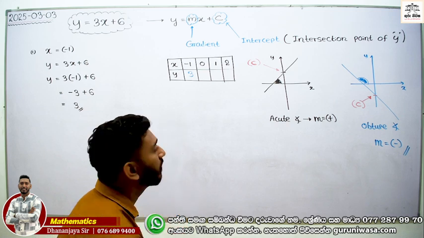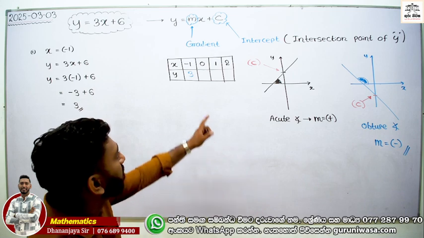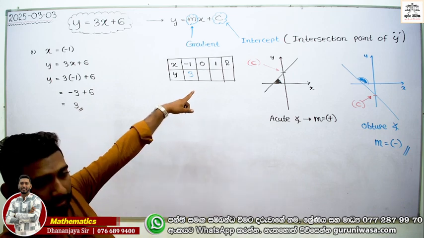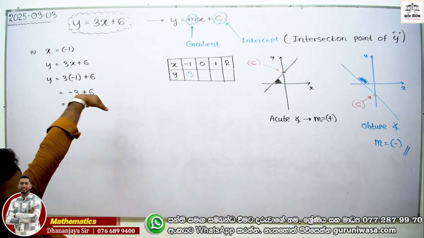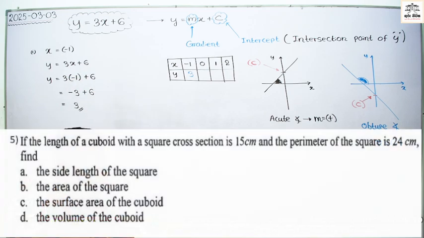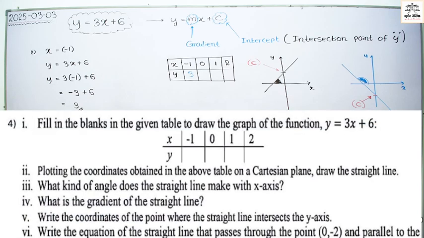Find the values for the y. There are three spaces here to fill. You need to find like this. The first one is to fill in the blanks in the given table to draw the graph of the function. Firstly, you have to fill the blanks.